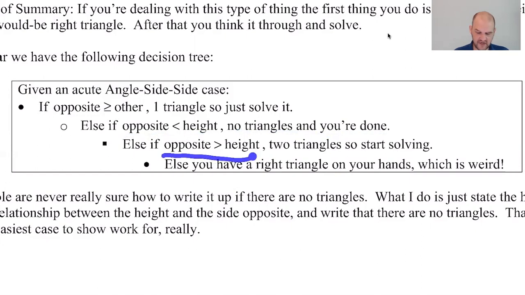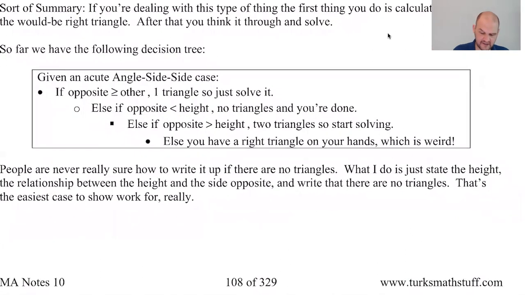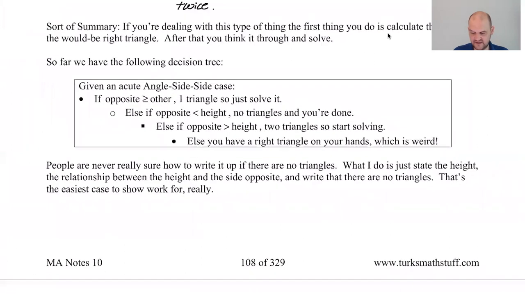The opposite is greater than the height, which actually has to be true. It's the default. If you got through here, this must be what's happening. So if the opposite is greater than the height, you have two triangles, you start solving, and it's a process, and we'll do that in the next video. Otherwise, you have a right triangle, and that's just insane.